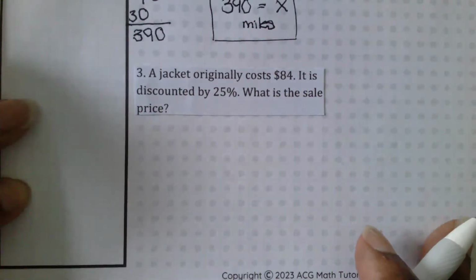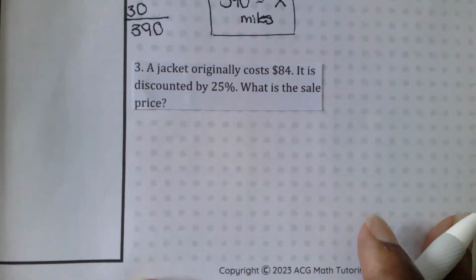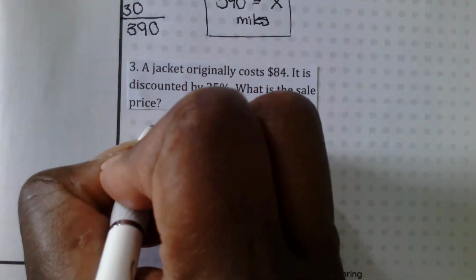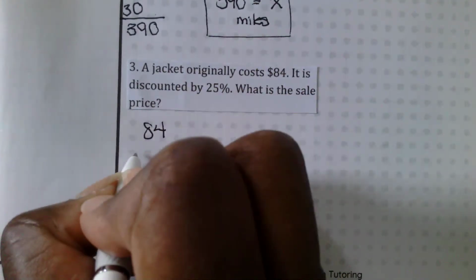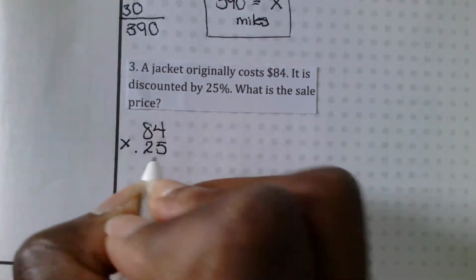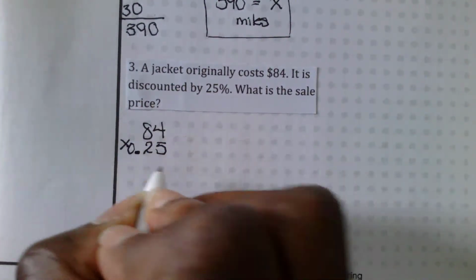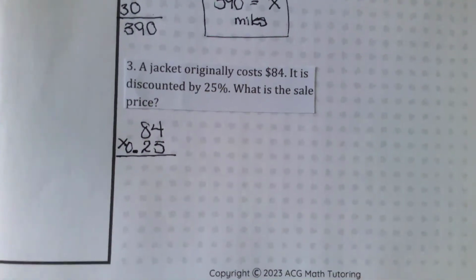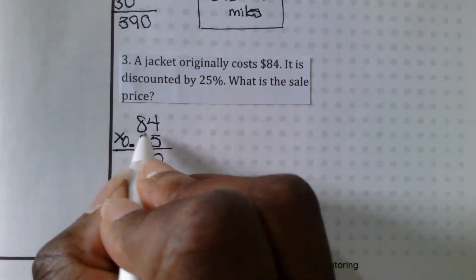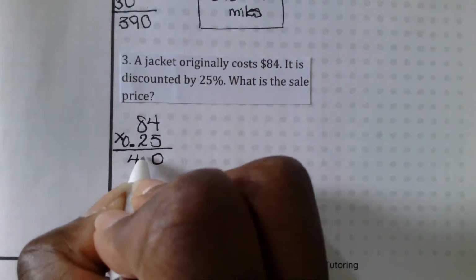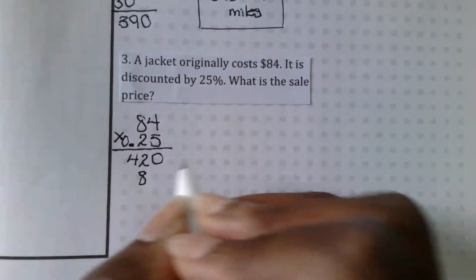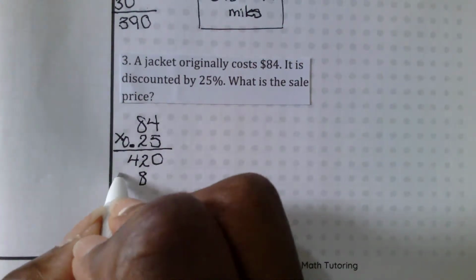Now, this is one way that a lot of people are probably told how to do this problem. They're saying, okay, we have 84 and we're going to take 25% from it. So 25% translated into a decimal is 0.25. Okay, so now let's do our multiplication. 5 and 4, that's 20, carry the 2. 5 and 8, that's 40, plus the 2 is 42. Now 2 and 4, that's 8, that's going underneath the 2. And 2 and 8 is 16.